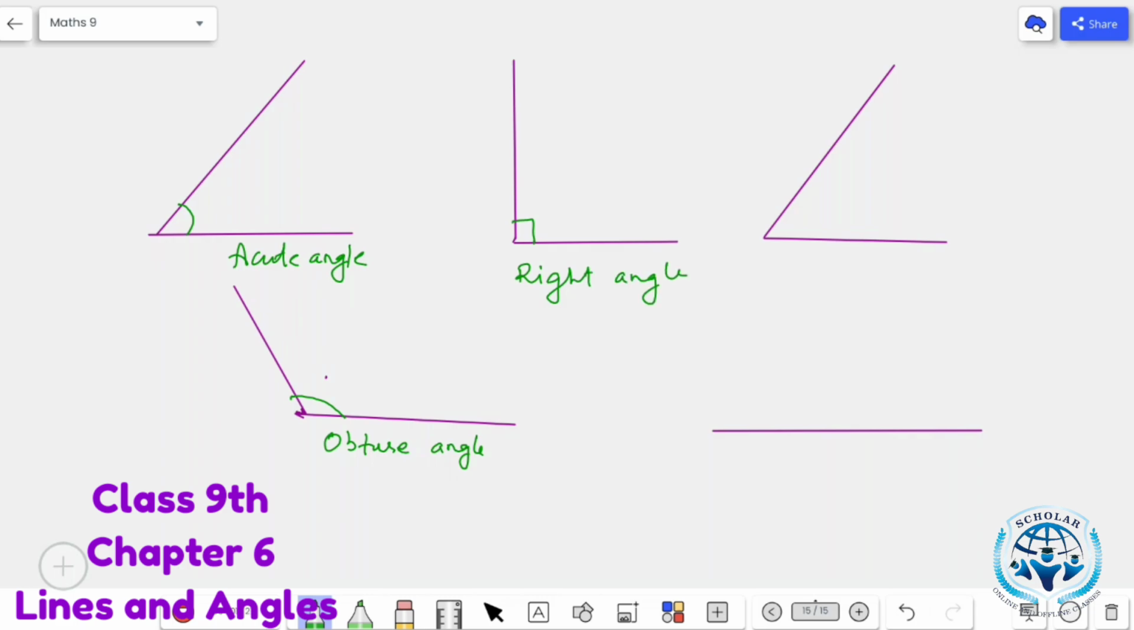Now comes reflex angles, which are greater than 180 degree and less than 360 degree. The last one, a straight line, is of 180 degree. It is a straight angle.